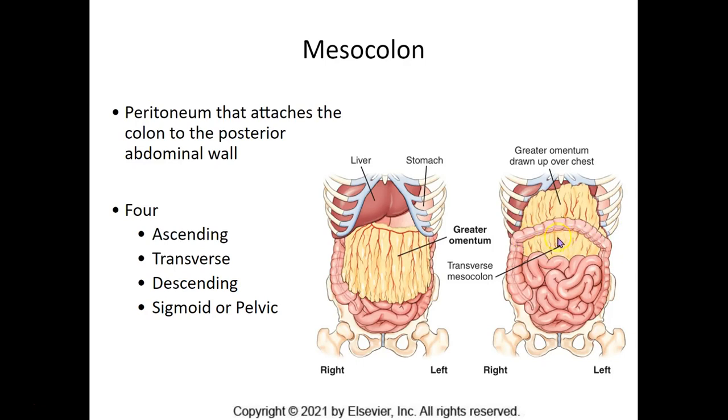Again, you can see here this transverse mesocolon is the visceral peritoneum that loosely connects the transverse colon to the posterior abdominal wall. So you'd have mesocolon here, you'd have mesocolon here, and again, it just holds those structures in place and provides blood vessels and lymphatic vessels.